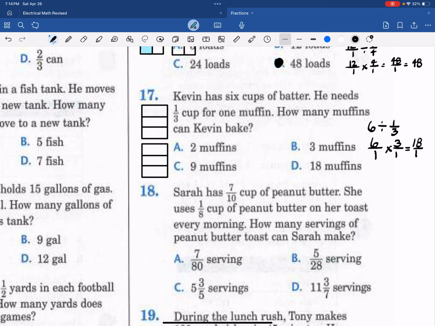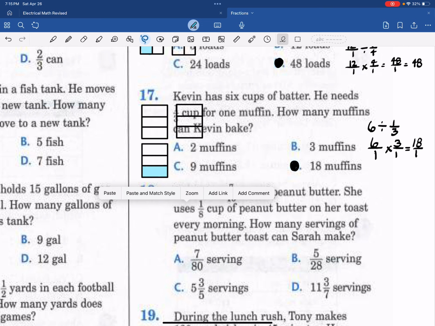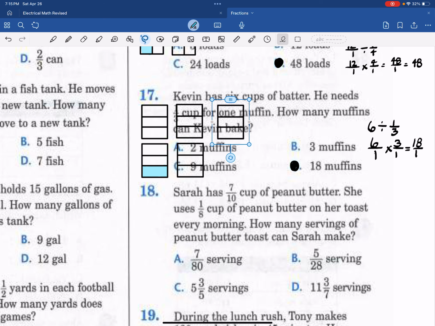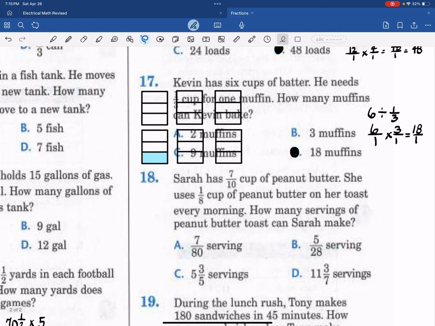And I like 18 muffins because each muffin requires this much of that batter. And if you do this 6 times, there's 3 cups, 4 cups, 5 cups, 6 cups. And if you need to scaffold this problem like that to get it right, draw the picture. It's better to take the time and draw it and get the question right.